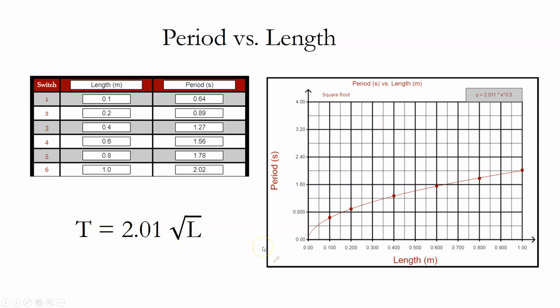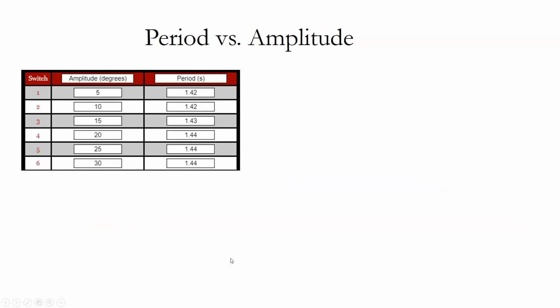And one really important thing is that everybody came up with this exact same result. So while there is another thing that affects it, it must have been the same for every person. We'll talk about that in a little bit. Period versus amplitude was our last one, and we specifically asked you to limit it to less than 30 degrees, so anywhere between 0 and 30 degrees.